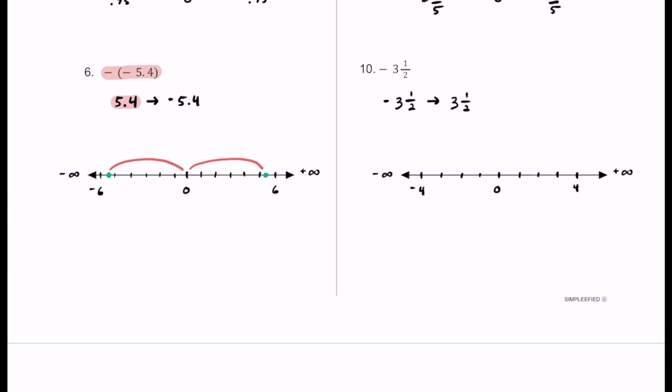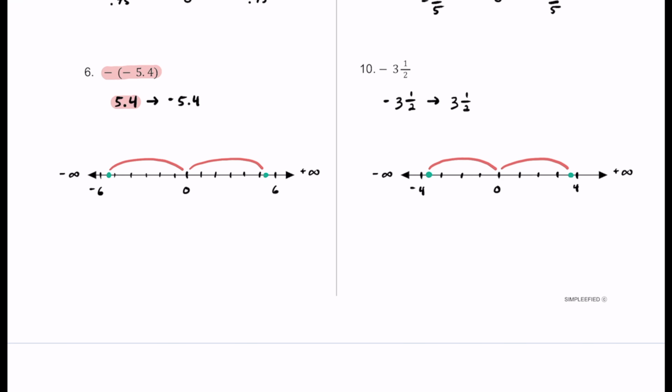So where's negative 3.5 and positive 3.5? So 3 would be there. So I think 3.5 would be pretty close to 4. And then negative 3.5 would be somewhere down here. I think that's a pretty good estimate. And so this would be negative 3.5, which is 3.5 units away. And this would be positive 3.5, which is 3.5 units away from 0.